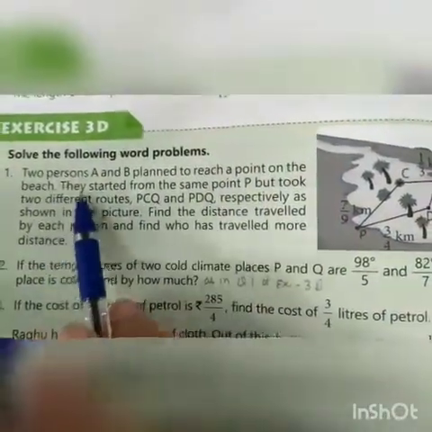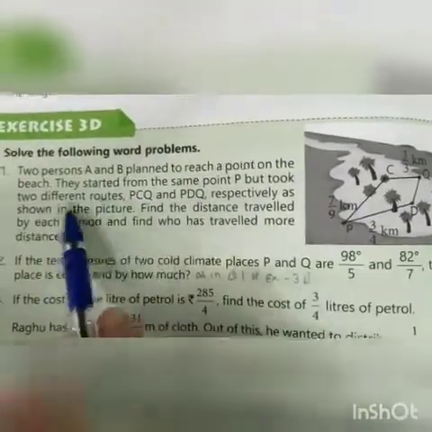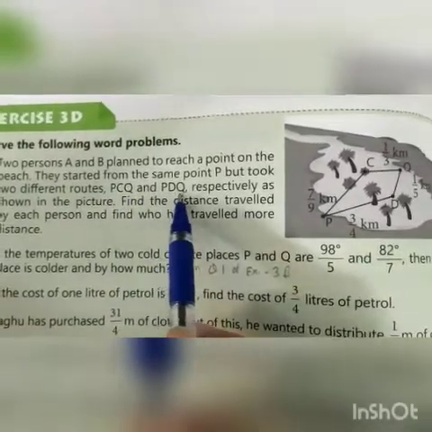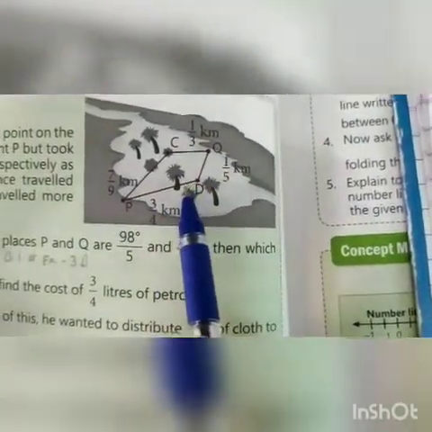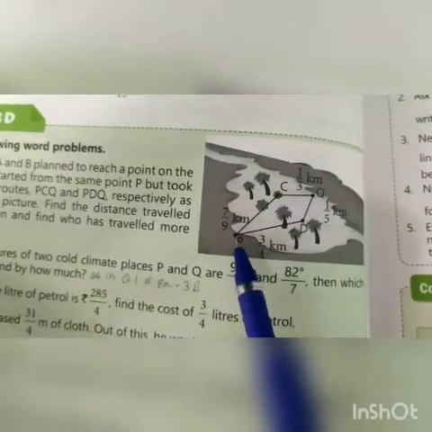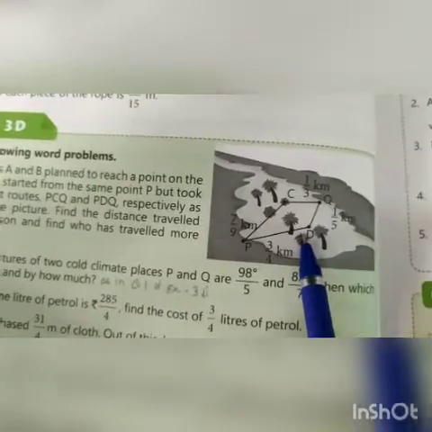Our first question is, two persons A and B planned to reach a point on the beach. They started from the same point P but took two different routes. First is PCQ and second is PDQ. Students, here there is a picture. A picture is given here. In this picture, 4 points P, C, Q, D.